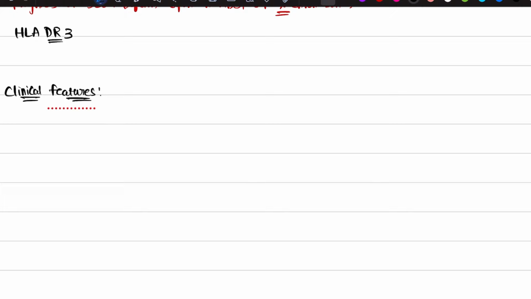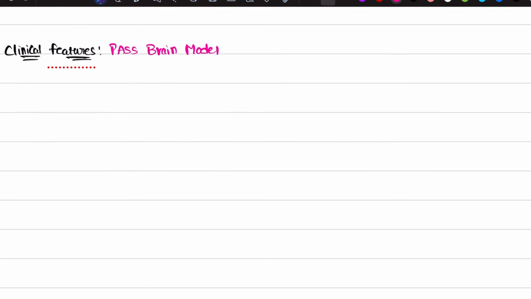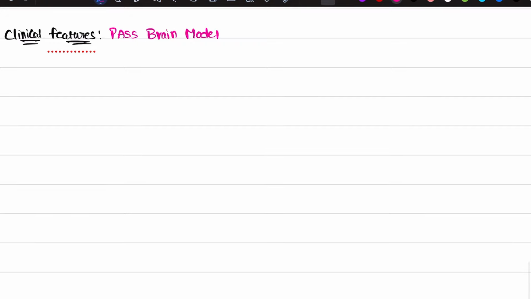Let's remember the clinical features by the mnemonic, the PASS brain model. Let me write it for you guys. PASS brain model. This is the mnemonic. So let's go letter by letter through what this PASS brain model stands for. First, PASS, P.